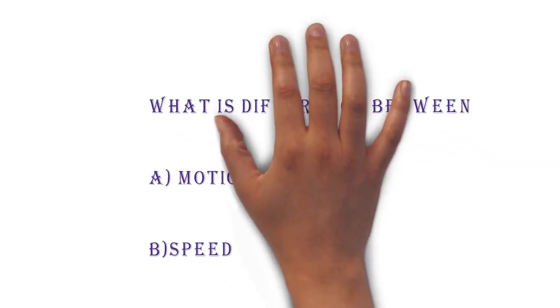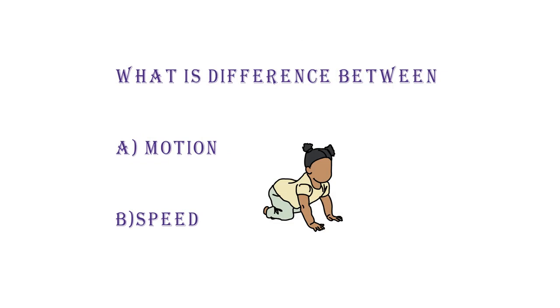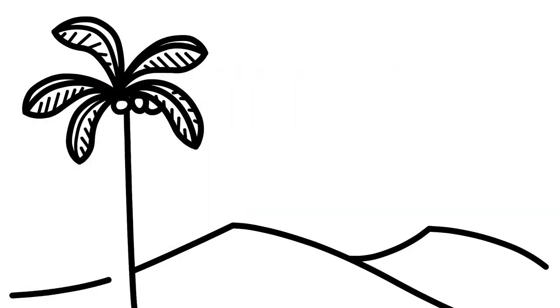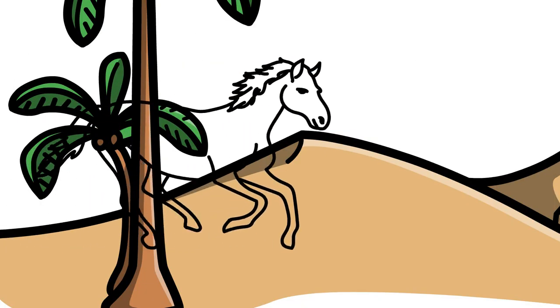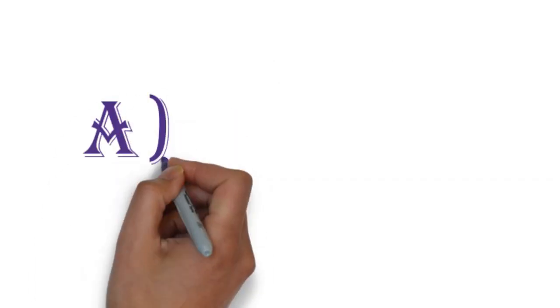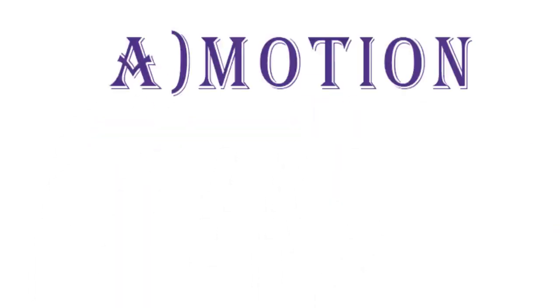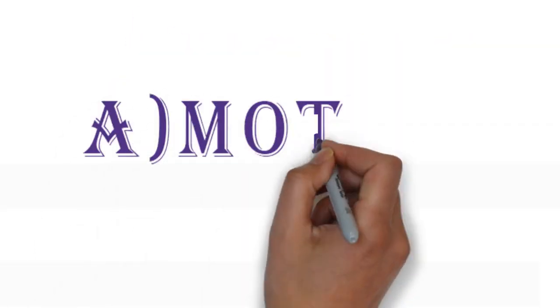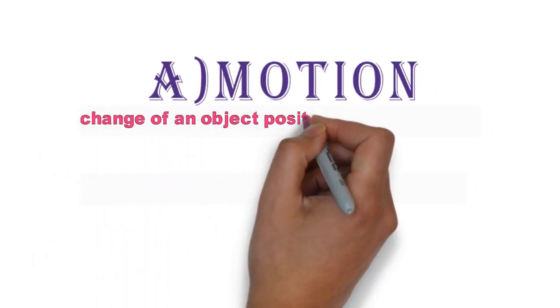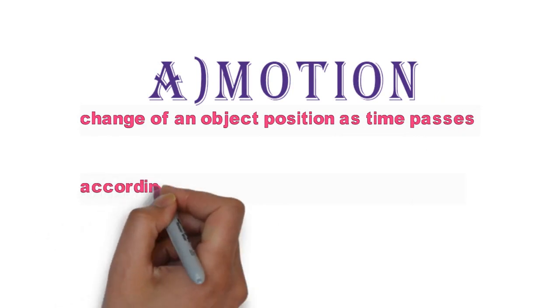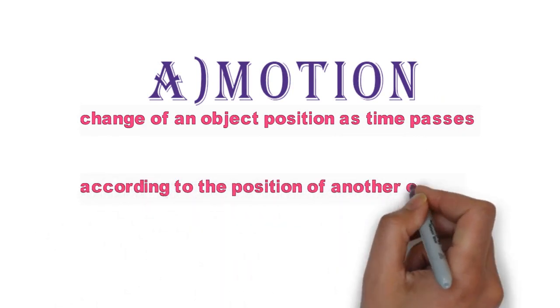We will know today what is the difference between motion and speed. Let's start our trip. This horse is in a case of a motion or speed? Well, we will know with motion. What is meant by motion first? Motion means change of an object's position in time, according to the position of another object.